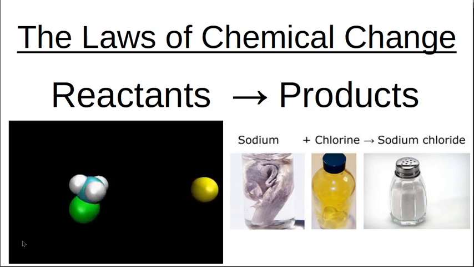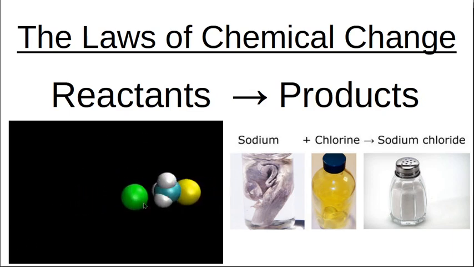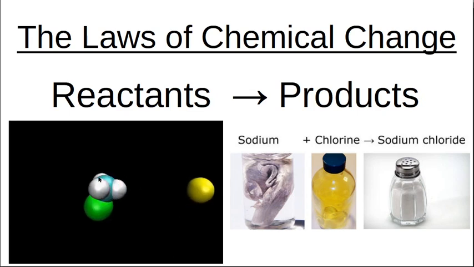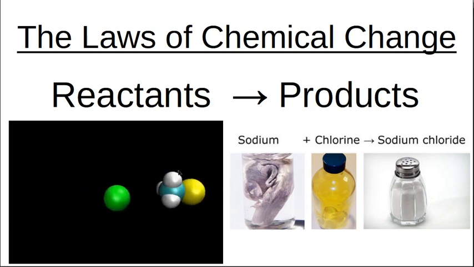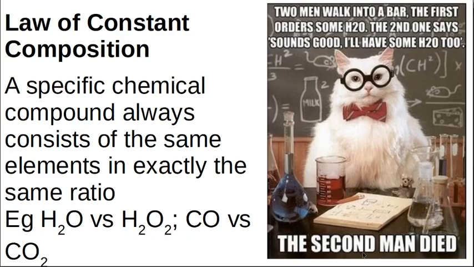Okay, so in a chemical reaction, reactants go to products. This is the reactant, this is the product, and bonds are broken and new bonds are created. So the first law that we need to know, we've discussed this before, and you are all familiar with my joke, okay, is the law of constant composition. So this says a specific chemical compound always consists of the same elements in exactly the same ratio.